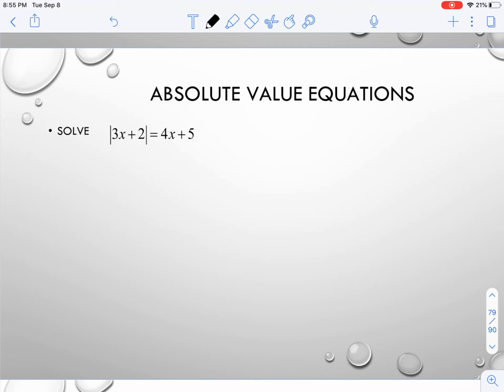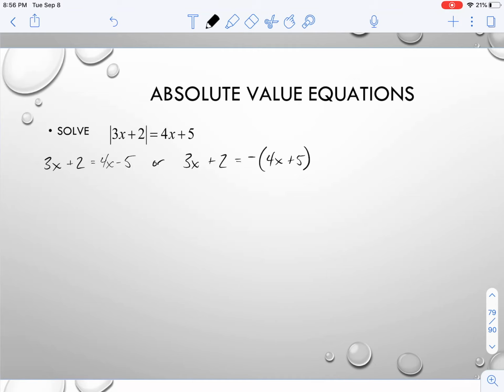Okay? So let's take a look at one here. I've got the absolute value of 3x plus 2 equals 4x plus 5. So here, my absolute value on the left is actually already isolated. So I'm going to split this into two. All right, so my two cases, I'm going to have 3x plus 2 equals 4x plus 5, or I'm going to have 3x plus 2 equals, and it would have to be the entire opposite of the other side. So the opposite of 4x plus 5.